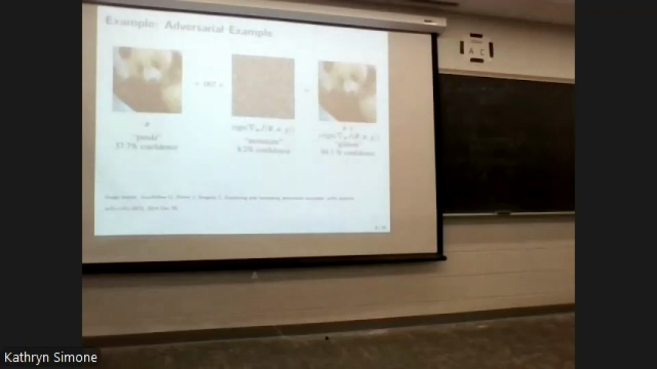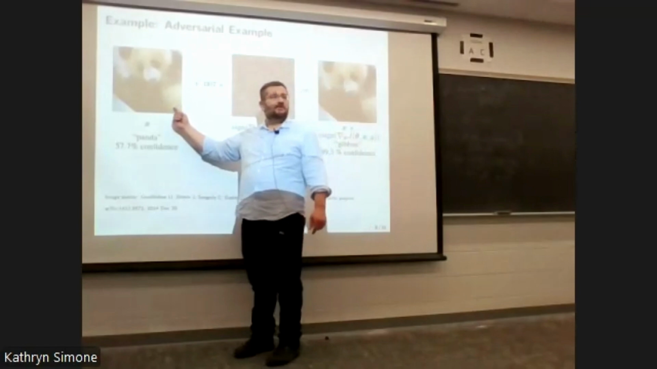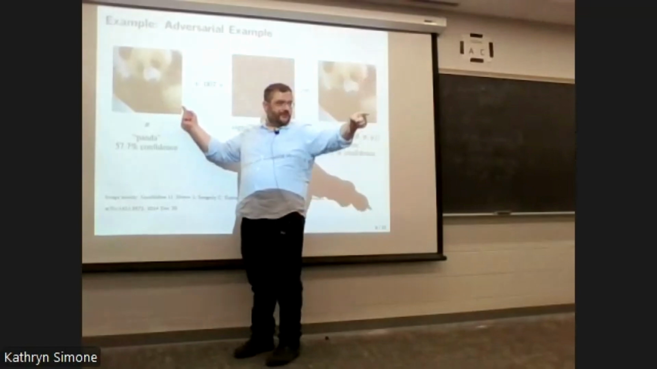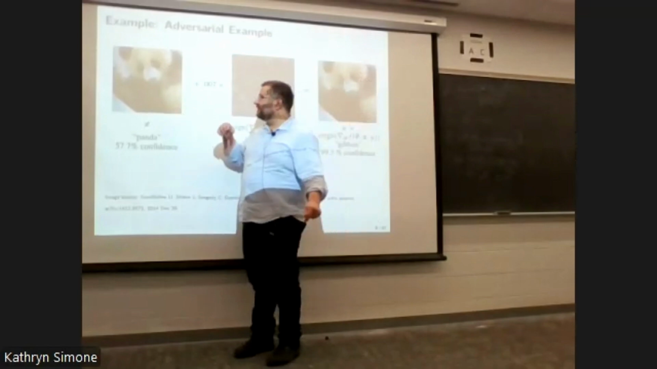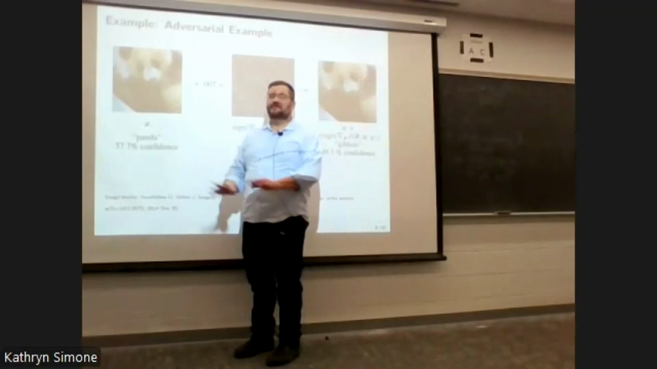So this is an example of the adversarial example. We start off with our point x, which is a picture of a panda. Hands up, anyone who thinks this isn't a panda? No, you don't think it's a panda? Okay. I guess you could split hairs and say, well, it's not a panda, it's a picture.